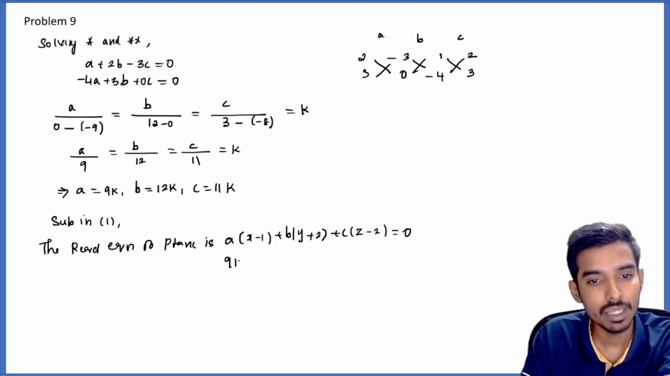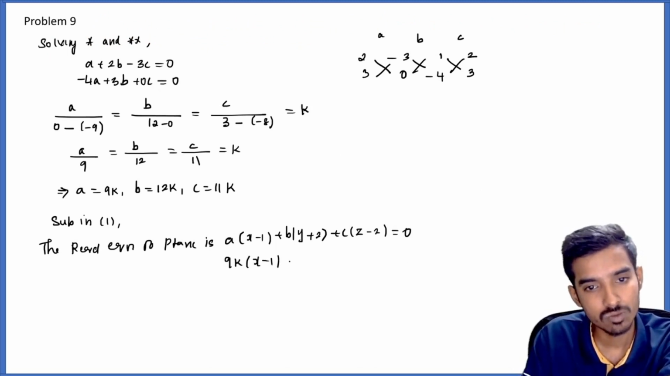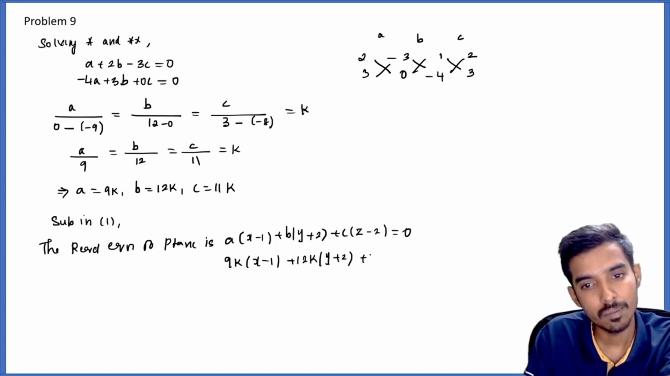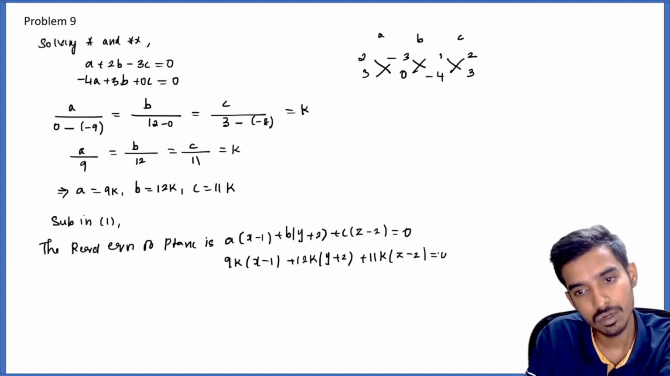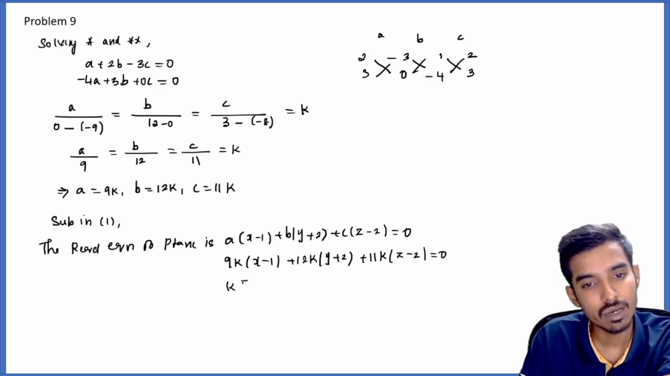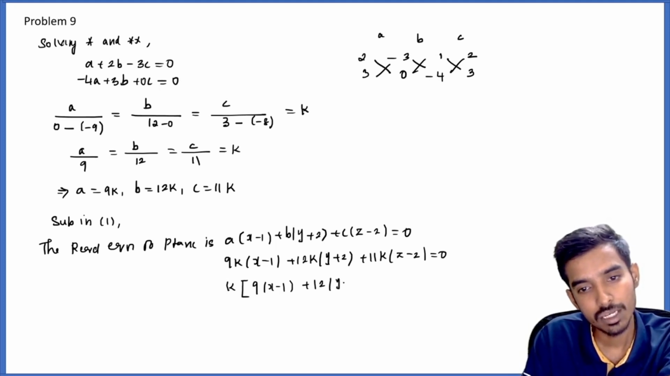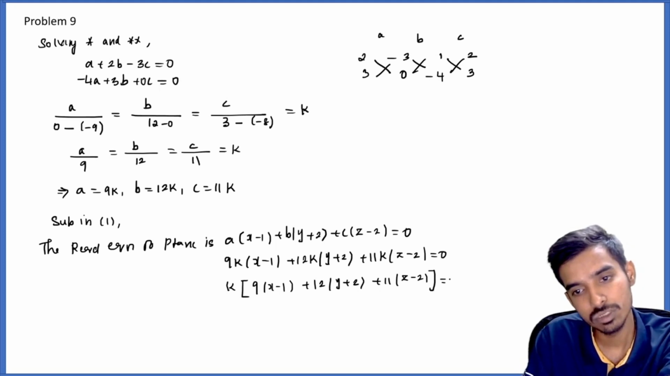So we have 9k into x minus 1 plus 12k into y plus 2 plus 11k into z minus 2 is equal to 0, right? So just take this k outside. So we have 9 into x minus 1 plus 12 into y plus 2 plus 11 into z minus 2 is equal to 0, right?